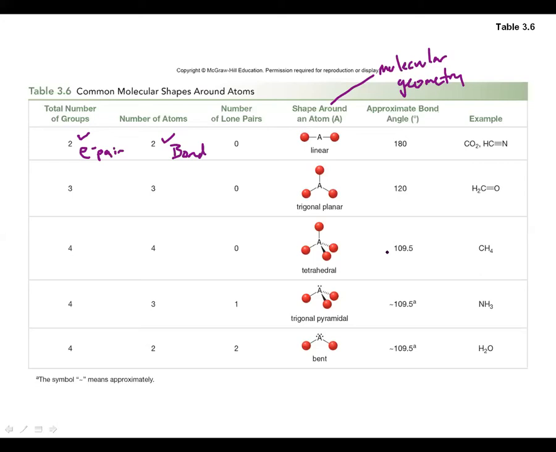For us, you do need to know the electron pair geometry name and the molecular geometry name. You don't have to worry about bond angles for us, or anything like that. Any questions on geometry?